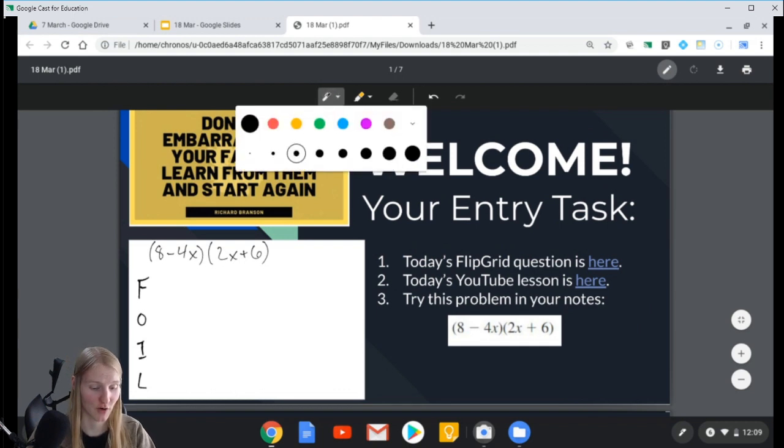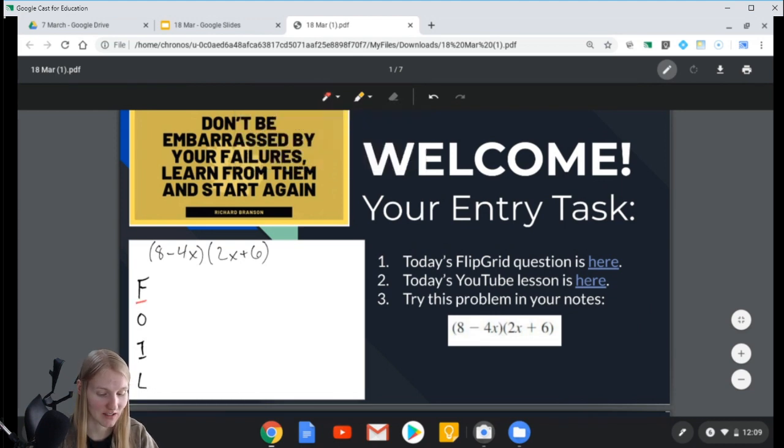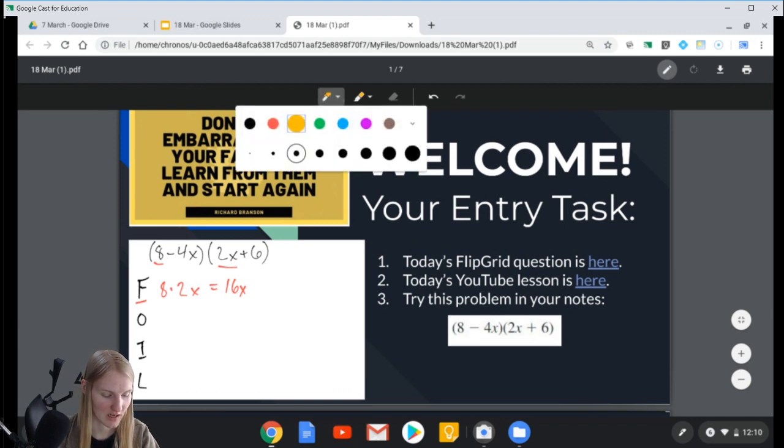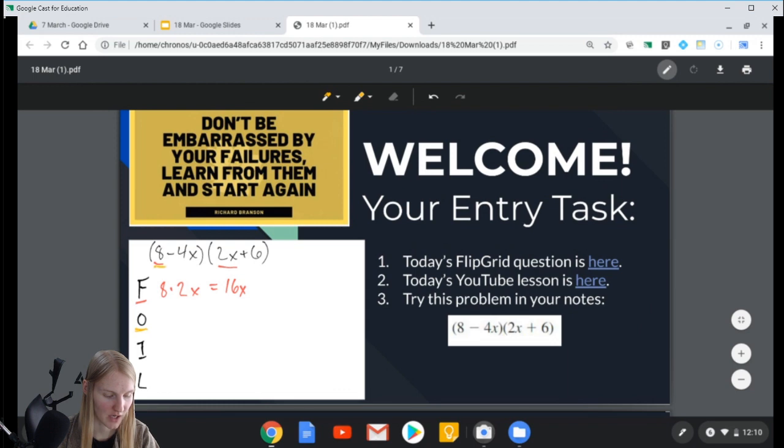So let's get some color coding up in here. First, the F stands for first, and that means the first two terms in each of our binomials. So I'm going to do 8 times 2x, which will give me 16x. I do the 8 times the 2, and the x comes along for the ride. Next, we're going to look at the outside. The outside is whatever's on the outside by the two parentheses on either end. So that'll be 8 times 6, which is 48.